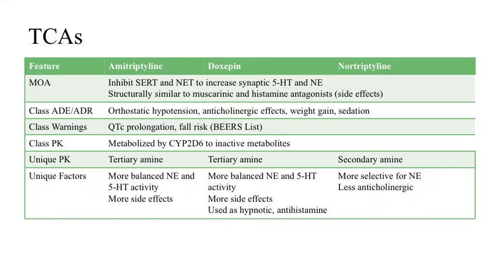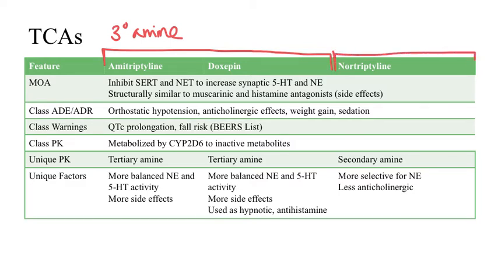The tricyclic antidepressants, as the name implies, have a tricyclic structure. These can be further subdivided into chemical classes of tertiary amines and secondary amines. The primary tertiary amines include amitriptyline and doxepin, as well as clomipramine and imipramine. The primary secondary amine TCA is nortriptyline, and some other secondary amine TCAs include desipramine and protriptyline.